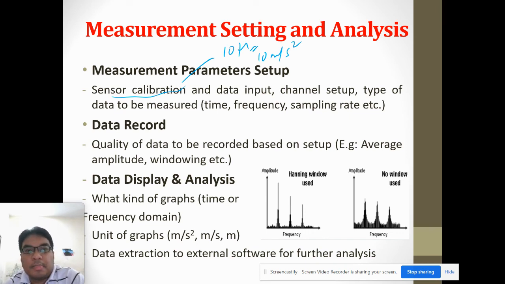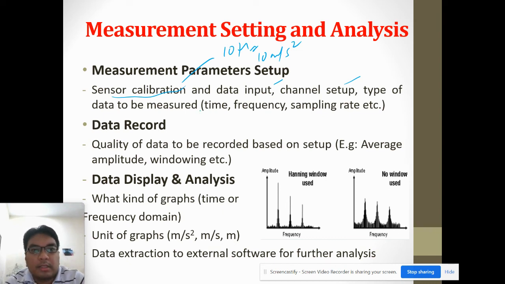That's the important thing before you do a measurement. But if you put the sensor and it gives, say, 5 hertz and 5 meters per second squared, it's not correct compared to what the calibrator gives. So you need to change your sensor. You also need the data input, the channel setup, or how many sensors you want to use, maybe 3 or 4. That's important. You need to set up each of them.